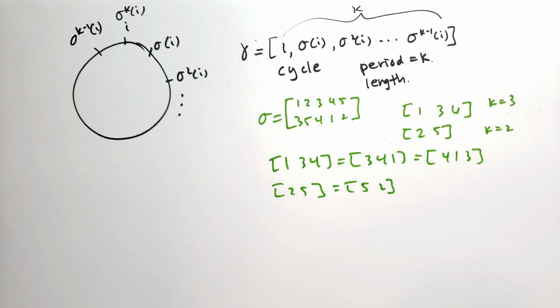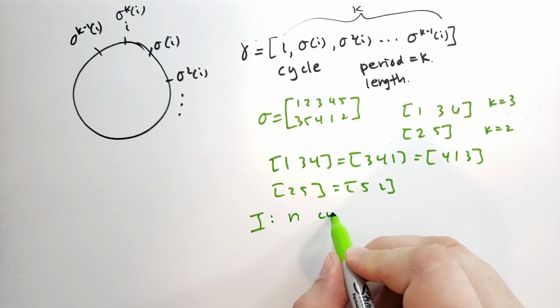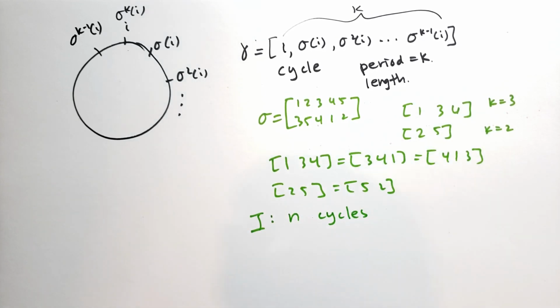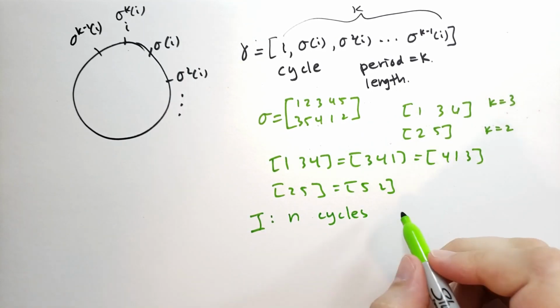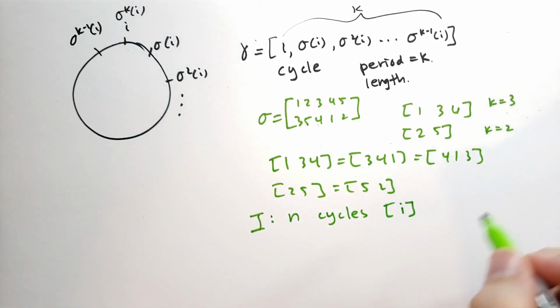What about the identity? What are the cycles there? Well, the identity has n cycles, one for each element of Jn, and they only have one element, each number of Jn has its own cycle because the numbers just go back to themselves. They don't go to any other number.